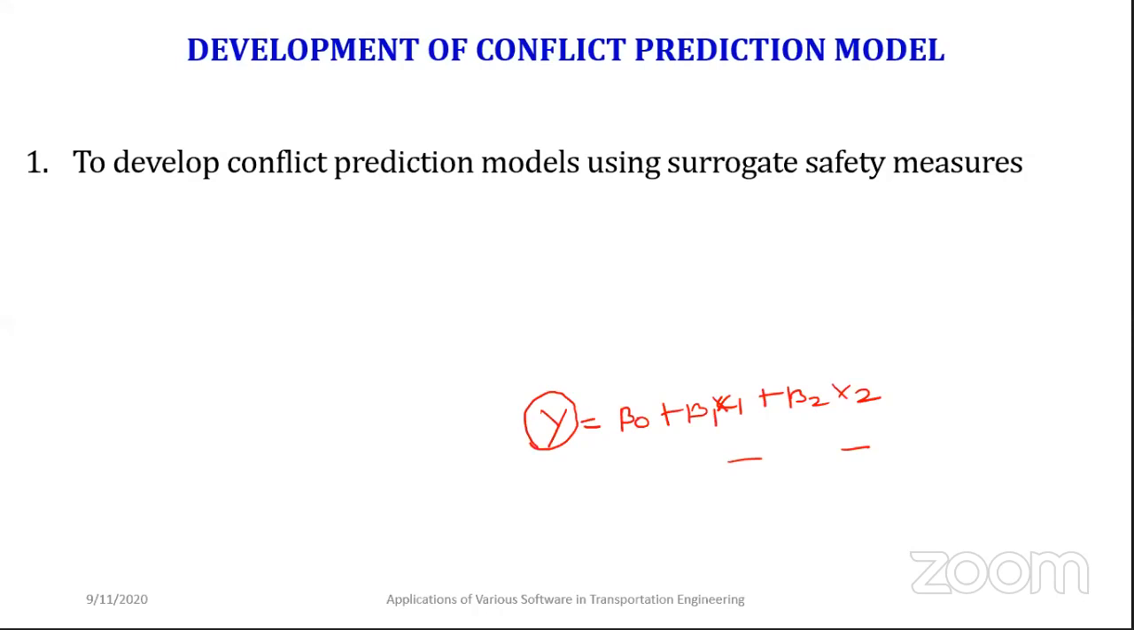Using that field data, we are developing the simulation model. Once the simulation model is ready, we run it for the different scenarios. From that, we extract the dependent and independent variables required for model development. Using that simulated data, we develop the final equation. So this is the workflow of how we develop the prediction model using the micro-simulation software VISSIM.